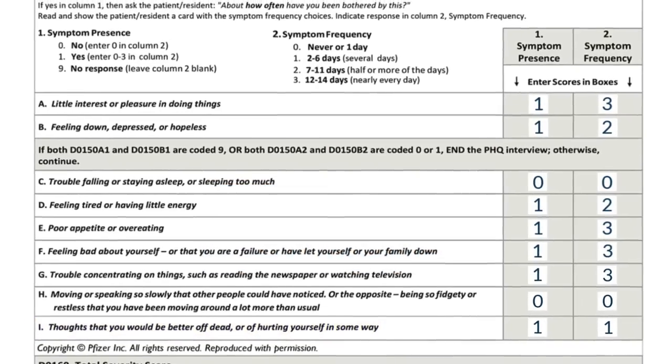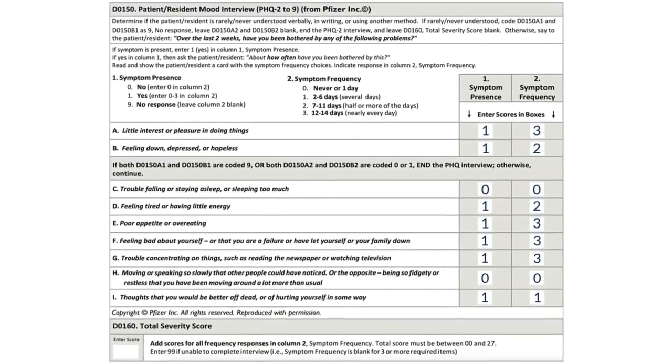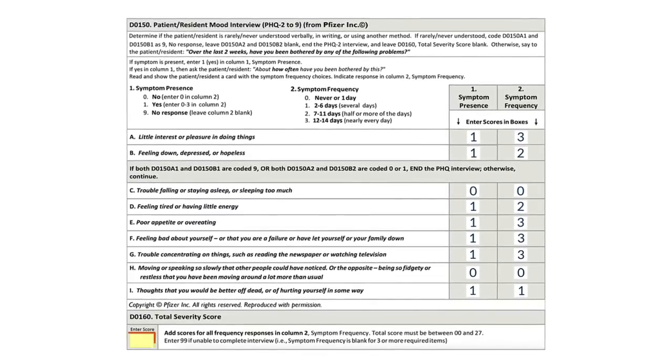Once the mood interview is completed, the assessor would code D0160, Total Severity Score. This score is a summary of the frequency scores on the PHQ-2 to 9 that indicates the extent of potential depression symptoms. Let's take a look at how the nurse scored Ms. Swanson's PHQ-2 to 9 mood interview. To code the severity score for Ms. Swanson, add all the frequency response scores.